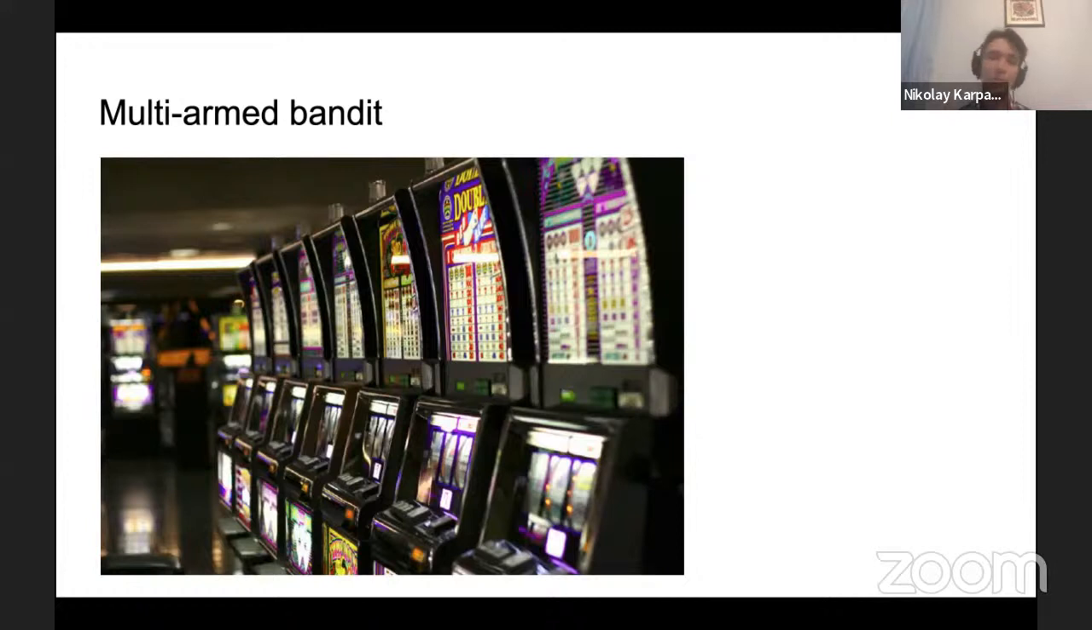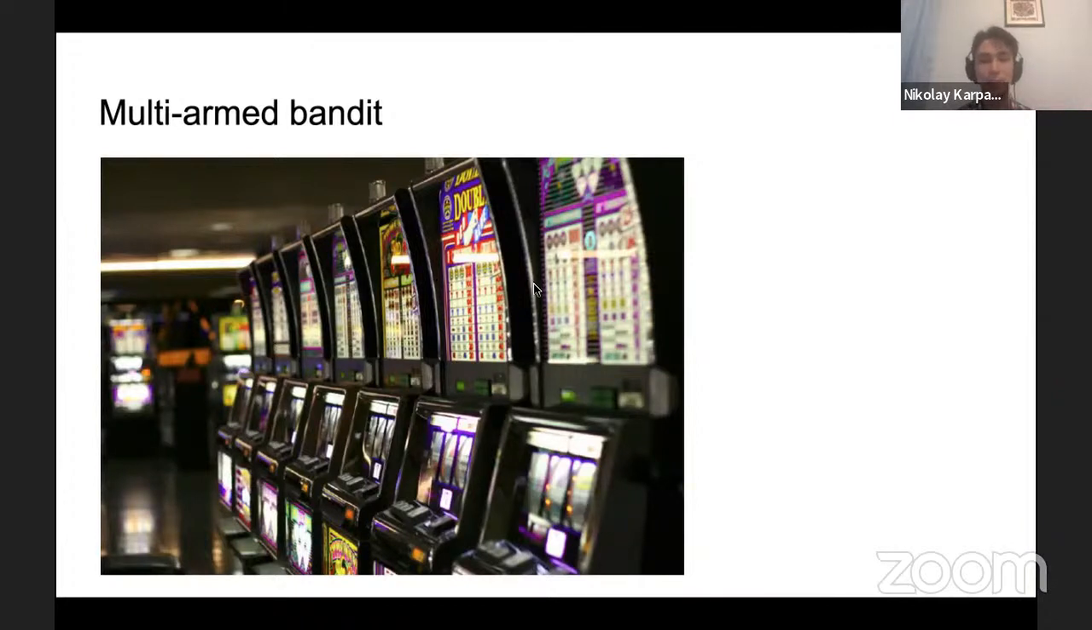Long time ago, they were relatively common in Russia. Now in Russia, those are not seen very often, but in other countries, such as the USA, those slot machines can be seen in casinos almost everywhere. So those are called multi-armed bandits.